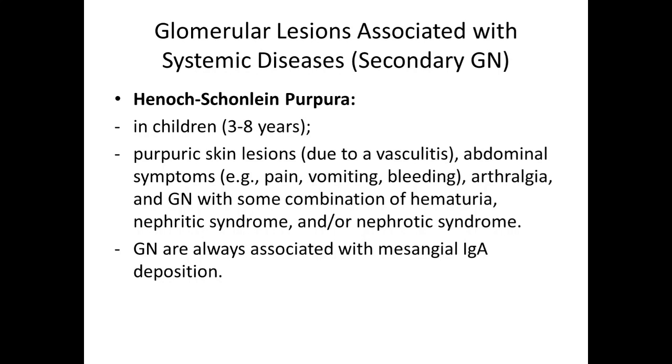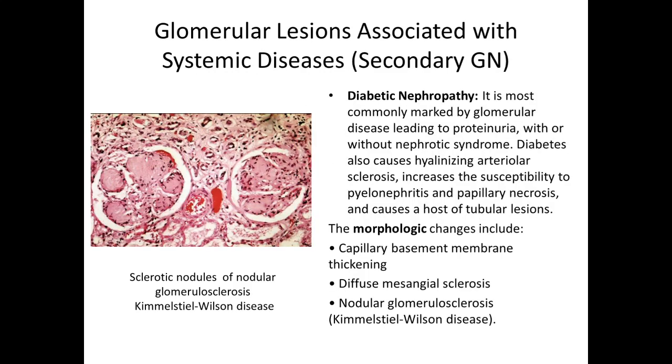And the last glomerular lesion associated disease is Henoch-Schönlein purpura, which develops in children from 3 to 8 years. Purpuric skin lesions we can find here, abdominal symptoms, and arthralgia, and of course the combination of hematuria and nephritic syndrome and or nephrotic syndrome. Glomerulonephritis is always associated with mesangial immunoglobulin A deposition here.